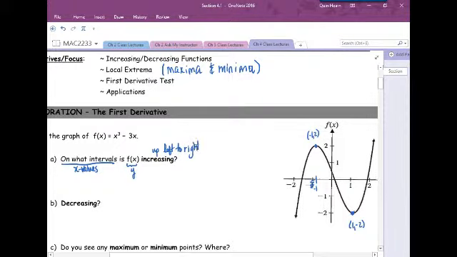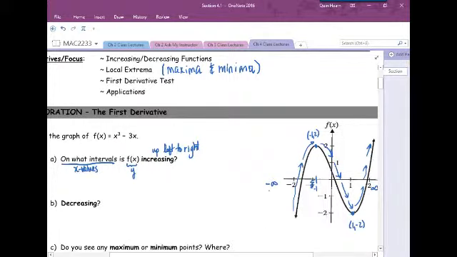Let's come over to the graph here, and if you follow along the graph, you see how it starts out by going upward from left to right, then it switches to going downward for a little while, down, down, down, and then it turns around and goes back up, up, up. So when we ask on what intervals is f of x increasing, we're going to start back here at negative infinity, look at each interval of values, and then end at positive infinity to make sure we cover everything.